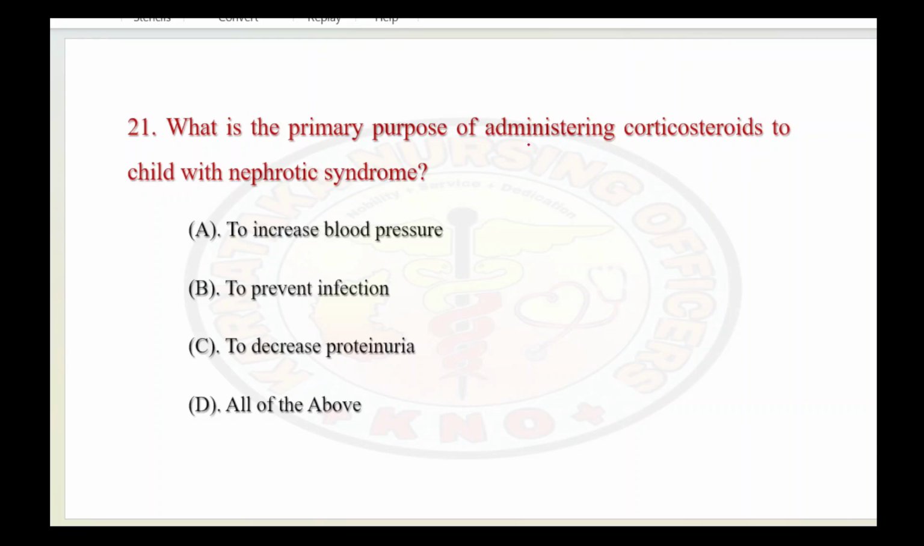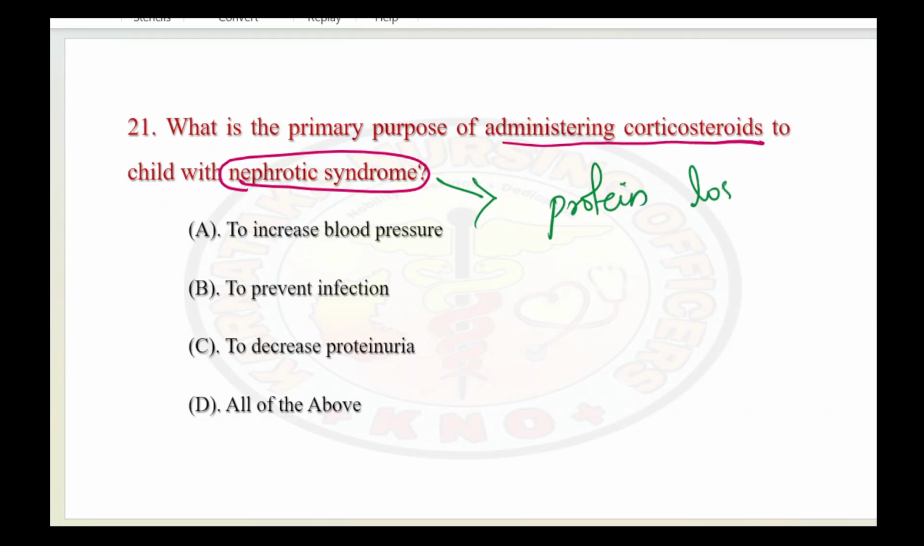What is the primary purpose of administering corticosteroids to the child with nephrotic syndrome? So in nephrotic syndrome, we are going to administer corticosteroids just for the purpose of protein loss to be prevented. So that's why we are giving the corticosteroids. You are going to see proteinuria as a main clinical feature in nephrotic syndrome. That's why we are going to give corticosteroids to avoid the protein loss.